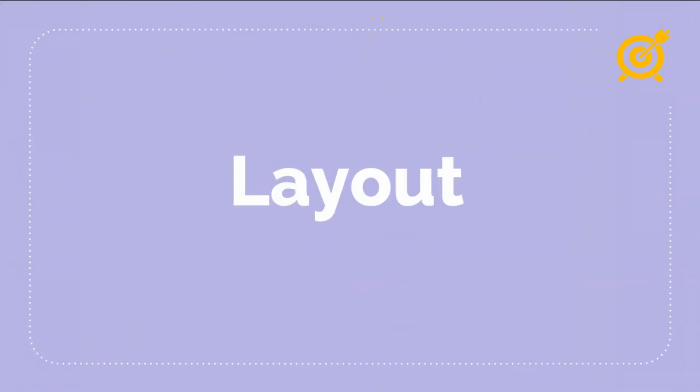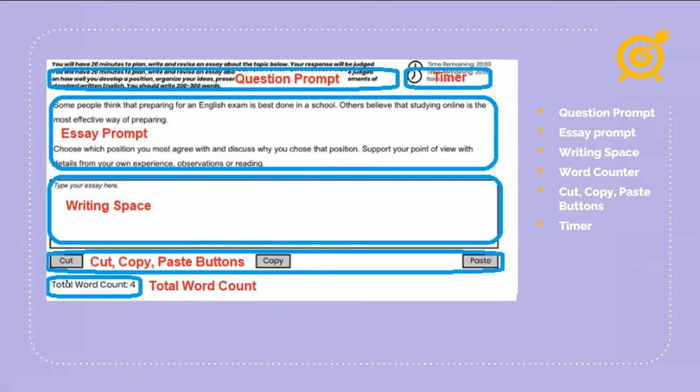Now coming to the layout and structure, let me show you how this task looks in the actual test. So this is how you see the write essay questions in the test. On the top, you see the question prompt instructions, which tells you that you need to write an essay between 200 and 300 words. Just below that, you see the essay prompt, which gives you the topic for the essay. Below that, you have the writing space, where you need to type your response. And you also have the facility of cut, copy, and paste buttons, as you can't use the mouse to do so the way you normally do.